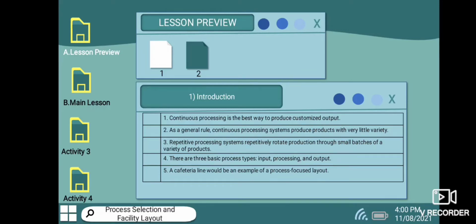Number 2. As a general rule, continuous processing systems produce products with very little variety. Yes or no? It's a yes. Because continuous processing systems tend to be used when a very high volume of non-discrete, highly standardized output is desired.